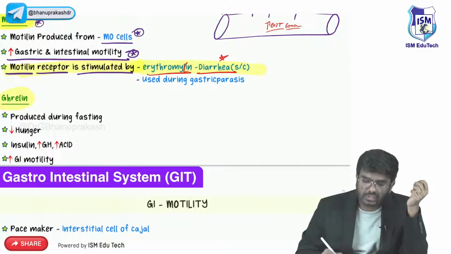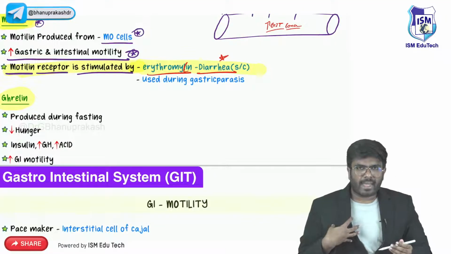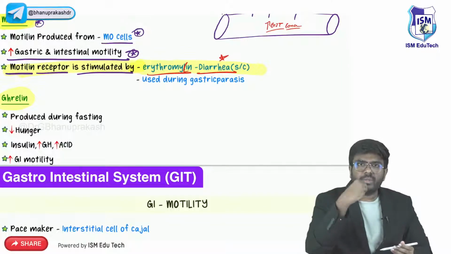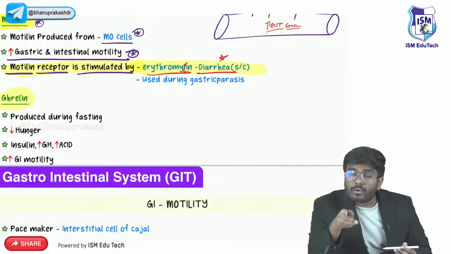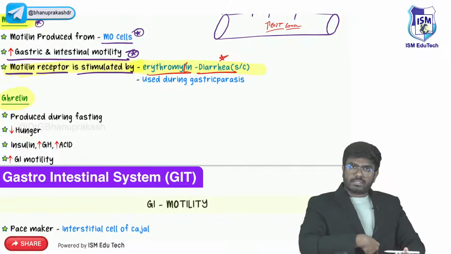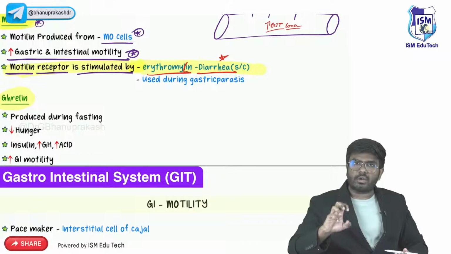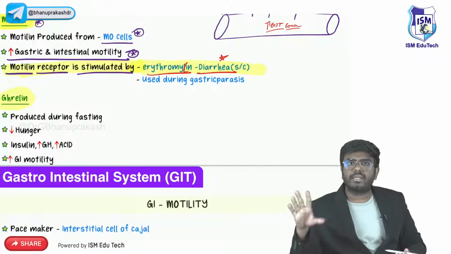So what is the side effect of erythromycin? I'm having some fever, some infection, and I came to you. You gave me erythromycin. Yes, erythromycin is an antibiotic, an antibacterial. But erythromycin also goes and stimulates the motilin receptors. When motilin receptors are stimulated, there are more GIT contractions, so the side effect is diarrhea.